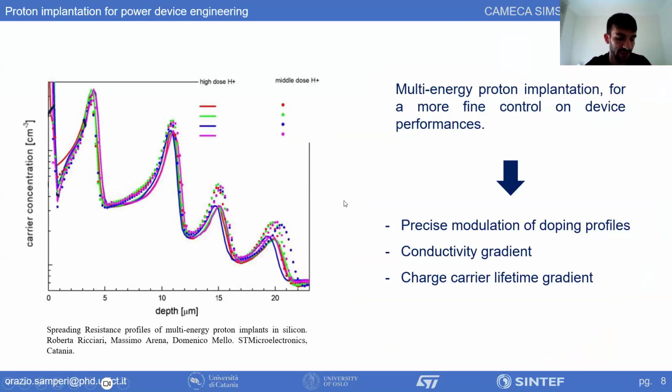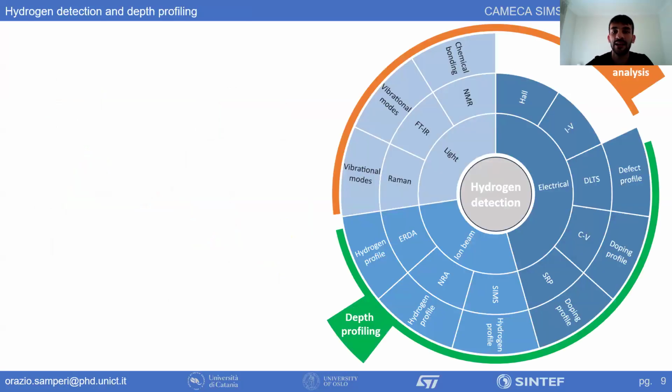Then we are talking about elemental analysis. There are several techniques that can be used to analyze hydrogen. So here, for example, I put there are like 10 different techniques capable to detect hydrogen. As you can see here, I divided these techniques into bulk techniques, which can give quantitative information on hydrogen concentration and other features like chemical bonding and so on.